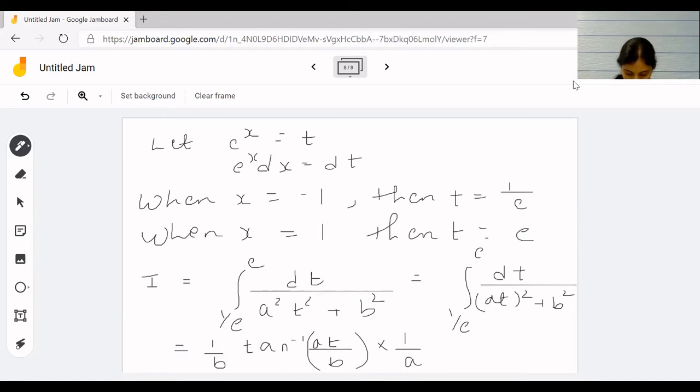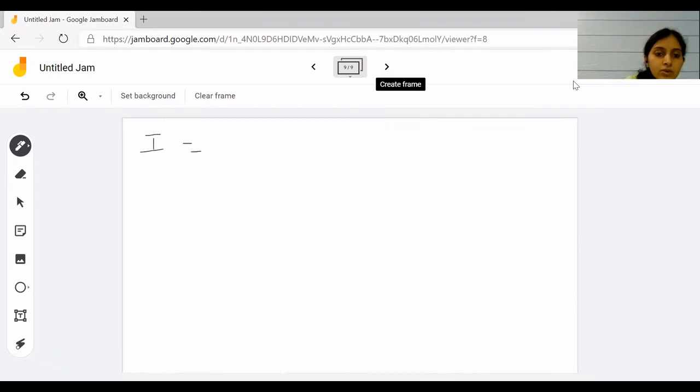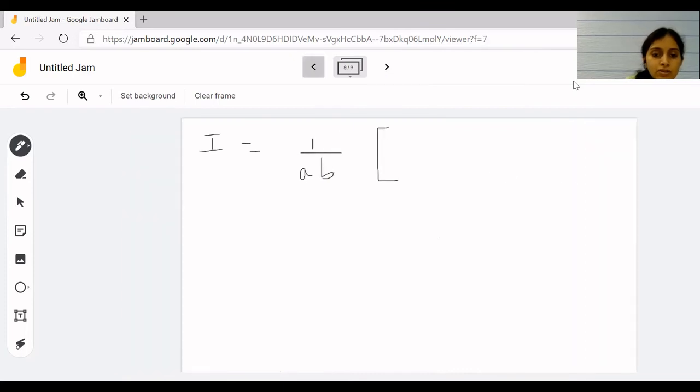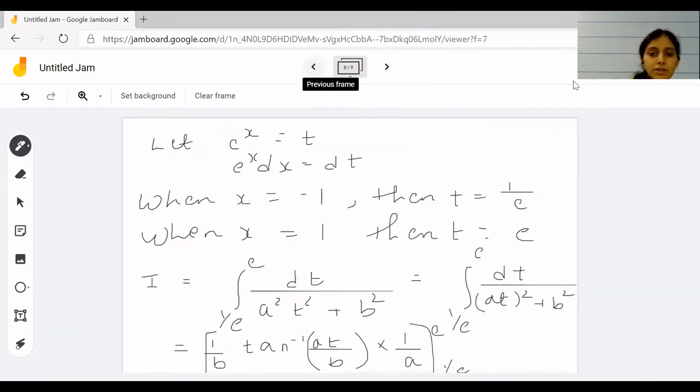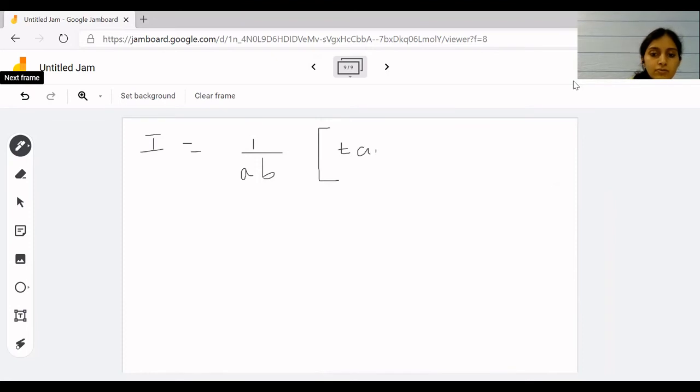Now we'll substitute the limit. So 1 upon ab can come out as common, and tan inverse at by b is where we are going to substitute the limit. So let's put in the limit values, 1 by e and e. So I will be equal to 1 upon ab, which is a constant, so the limit won't apply to that. What it will apply to is tan inverse of at by b, and your limits are 1 upon e and e.